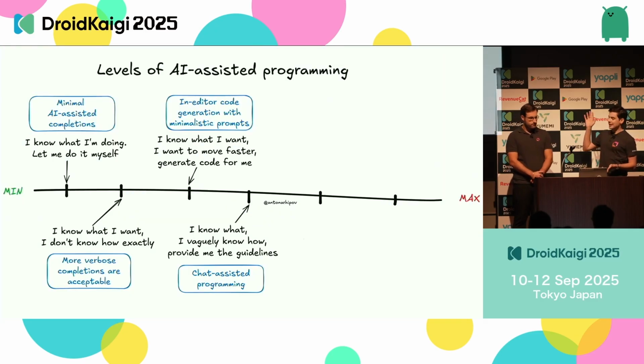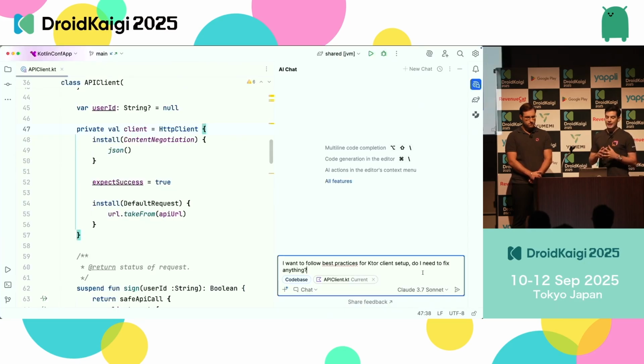Moving on to the next step on our scale, we have chat-assisted programming. This is the classic interaction mode with AI tools, where you can have a conversation with an AI in a chat window. AI Assistant also offers this feature, and you can ask both general programming questions and questions about your specific project.